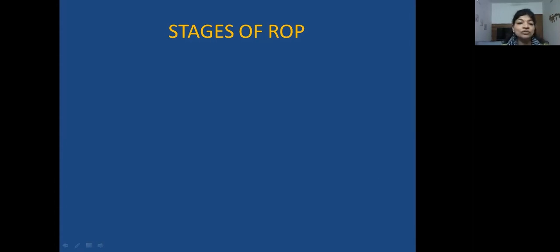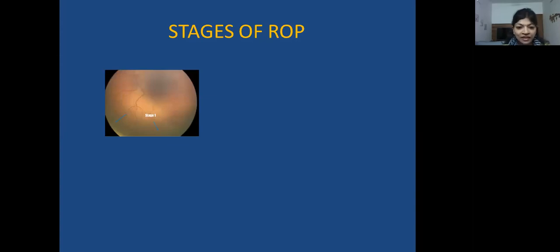ROP typically goes through 5 stages, and once it crosses stage 3, the child's in grave danger of losing vision. So I'm just going to show you some pictures of how ROP looks like. Now, this is a stage 1. If you look here, you can see there is a faint line here that's demarcating. This is the part of the retina that's supplied by blood vessels, and this is avascular here. So this is a stage 1 where there's just a faint demarcation line between the two zones. At this stage, no treatment is needed. Just tell the parents that it's mandatory they come back after 2 weeks for a next screening.